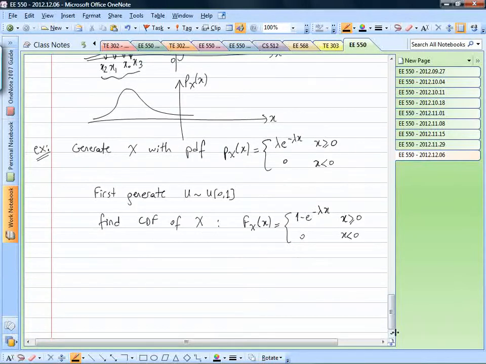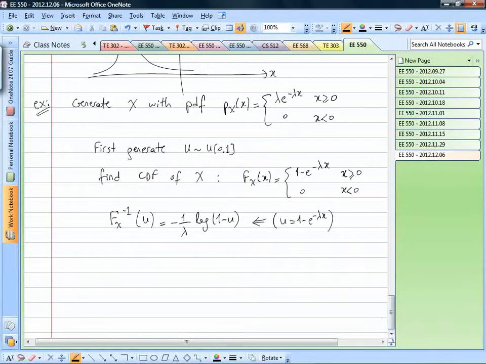Alright, so what is f sub x inverse? F sub x inverse of u is going to be minus 1 over lambda logarithm of 1 minus u. How do we obtain this? Basically we just say u equals 1 minus e to the minus lambda x, and then invert the function. So this is the function that we need to use.